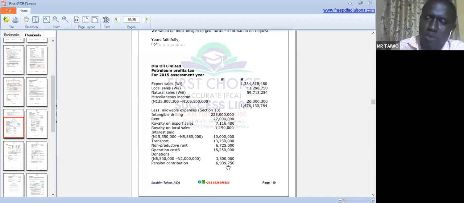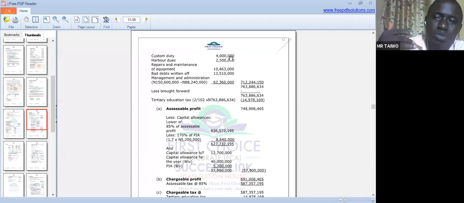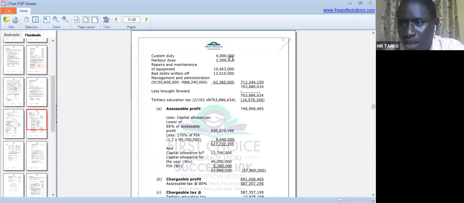If you do 12 questions, you want to get used to those expenses. Now, custom duty is allowed. But if they put in the question that the custom duty was meant for non-essential items, or items that are not even related to the transaction you are doing or your oil business, then that custom duty will not be allowed. But if they just put custom duty there, they allow it. An expense for airport dues, fine, allow it. That's where you park the airport dues. Repair and maintenance of equipment, allow it. Bad debts written off, allow it.